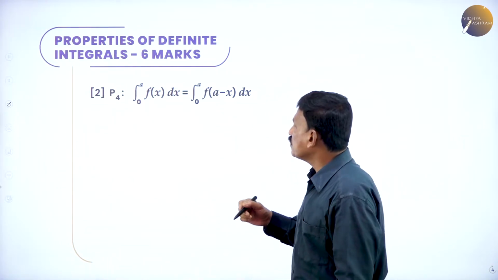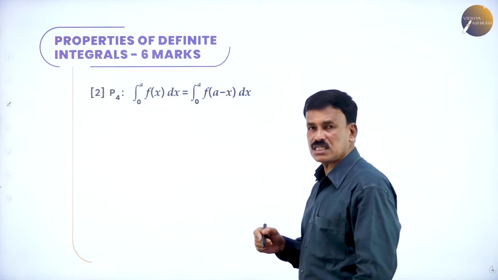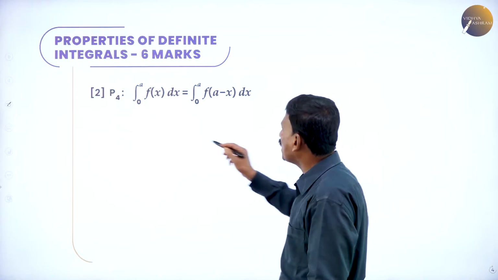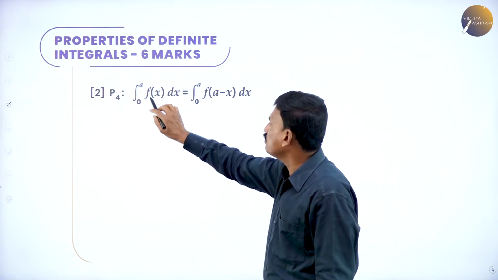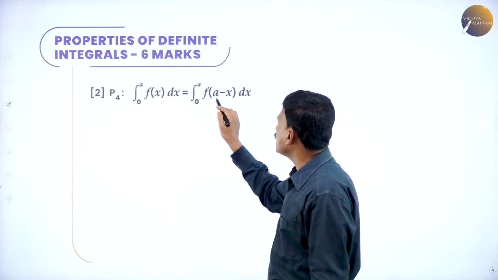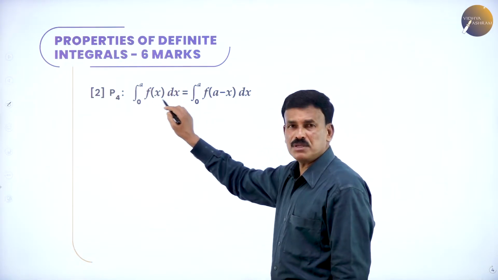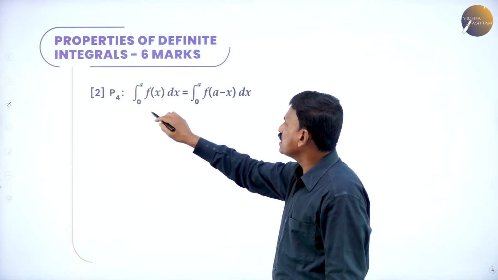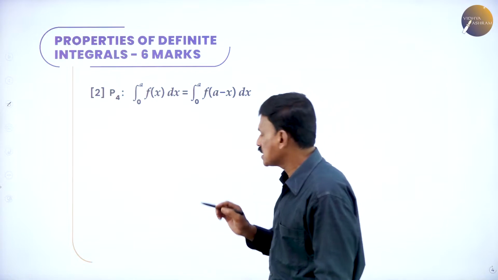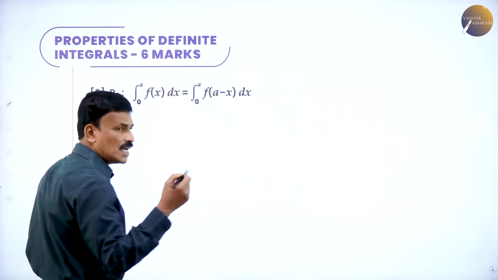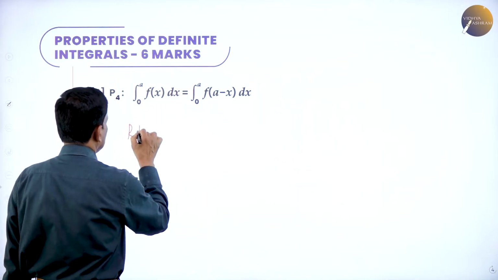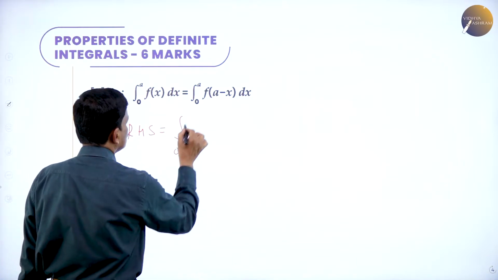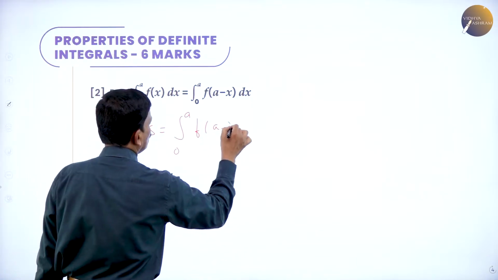Now let us come to the next property, a similar type property. Property number 4: integral 0 to a f of x dx is also equal to integral 0 to a f of a minus x. Same type of property, where x is replaced by upper limit plus lower limit minus x, that is a plus 0 minus x, which is a minus x. Now let us take RHS, integral 0 to a f of a minus x dx.